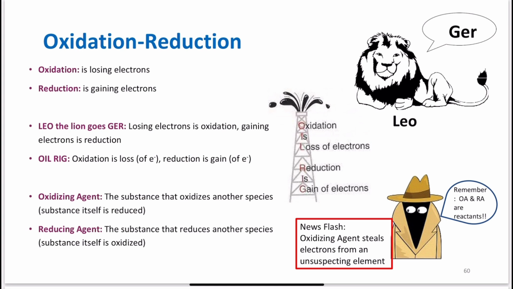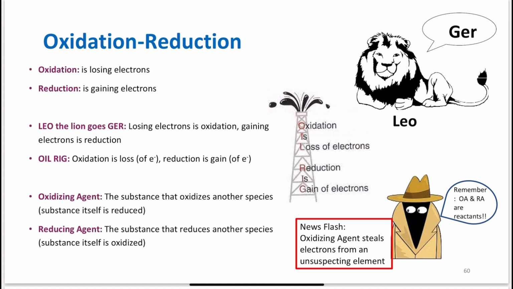Some students prefer one over the other. Pick one and use it. Okay, I don't care which one, but pick one. With OIL RIG, the only thing you have to remember is that you're only gaining or losing electrons, but that is true for everything we're learning. We only gain or lose protons if you're in the world of nuclear chemistry, and we're not covering that this semester.